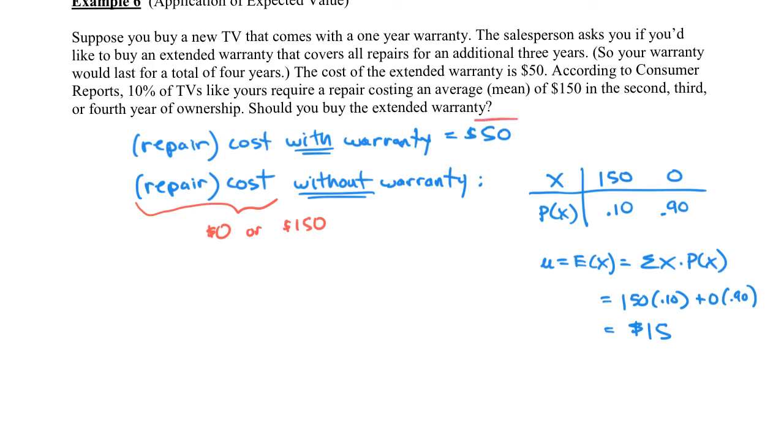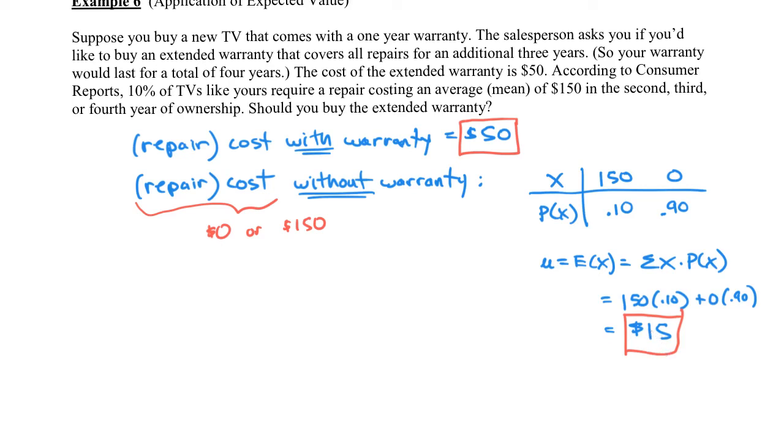So the two numbers we have to look at are $50 and $15. These are the numbers you have to compare. Whenever there's a warranty offered, it's going to work out in favor of the company offering the warranty, because if it didn't, they would go out of business. So the company selling the insurance, long term, it has to work out for them. And it does. You can see that it's $15 on average.